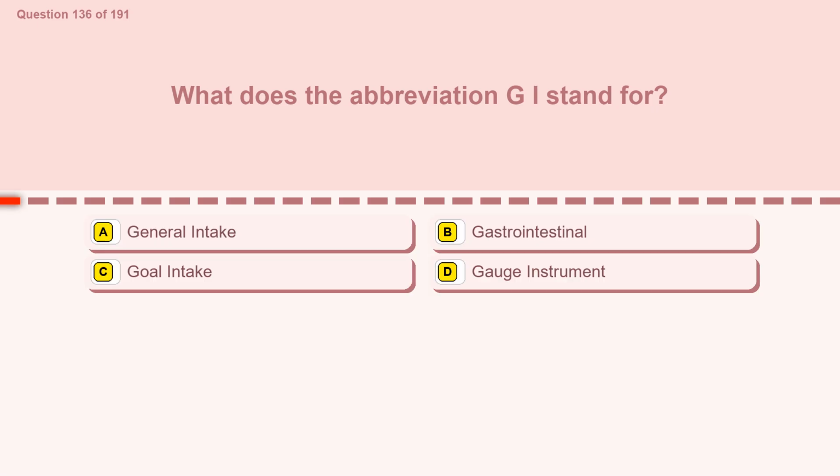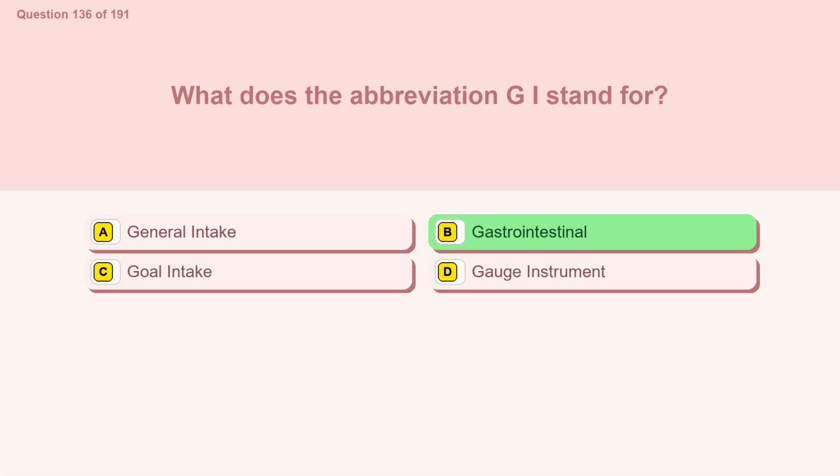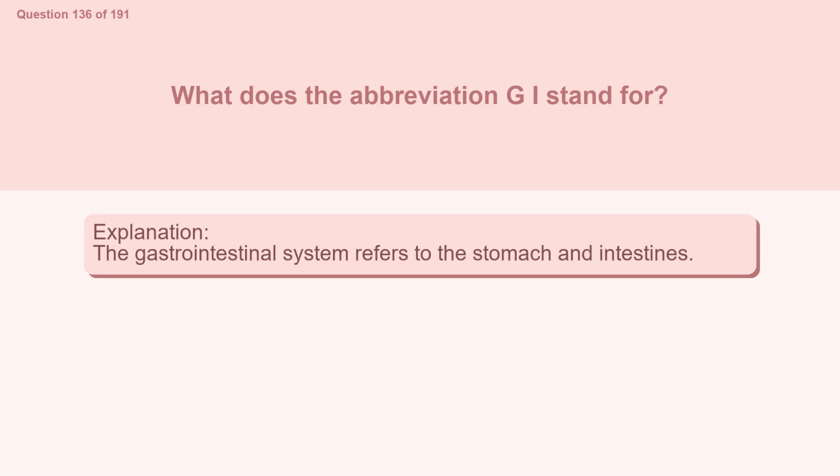Question 136. What does the abbreviation GI stand for? Option A, general intake. Option B, gastrointestinal. Option C, goal intake. Option D, gauge instrument. The correct answer is option B, gastrointestinal. The gastrointestinal system refers to the stomach and intestines.